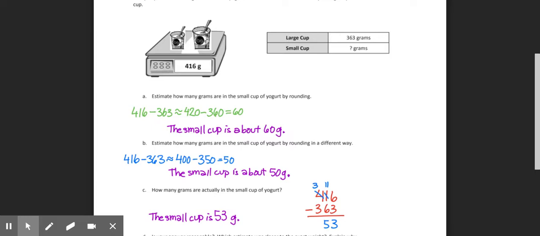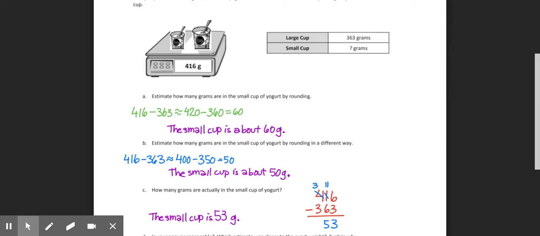Then we have 363. We're looking at the number 3. Remember, it's in the ones place. So the 3 comes between 0 and 10. It's less than 5. So we would round 63 to 60 because 63 is less than 65. 420 minus 360 equals 60. Okay, so our answer is the small cup is about 60 grams.